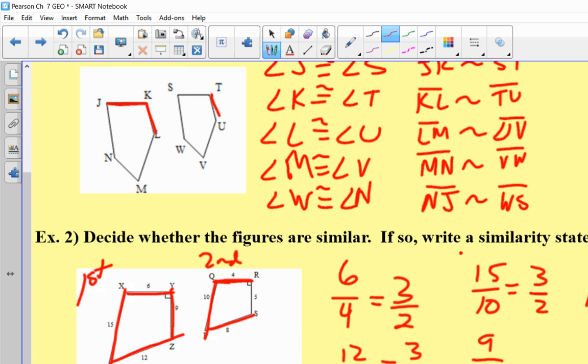Okay, so that one takes a little bit of time. You've got to go all the way around. Don't just start saying, oh, they look like they're the same. You've got to prove it. Okay.